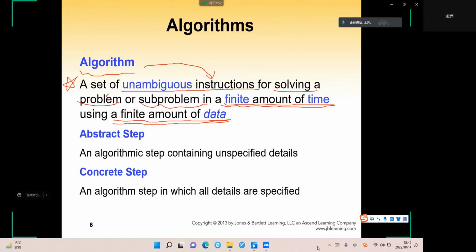So we can divide algorithm steps into two different kinds. The first one we call an abstract step, and the second one we call a concrete step. What's the difference between these steps? An abstract step represents a step in an algorithm which contains unspecific details, so it's at a higher level from the abstraction viewpoint. And a concrete step is a step in an algorithm in which all details are specified.